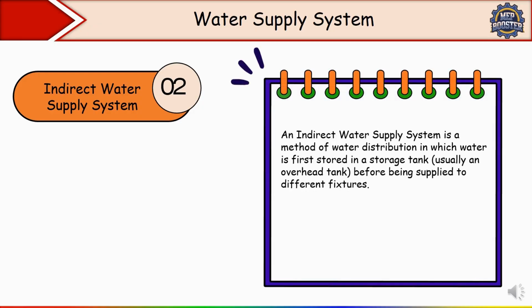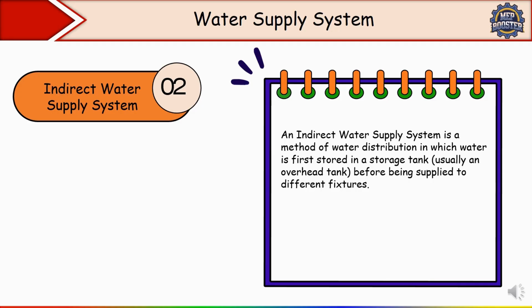An indirect water supply system is a method of water distribution in which water is first stored in a storage tank, usually an overhead tank, before being supplied to different fixtures. Okay, so here the water is drawn from the municipal mains into a ground level storage tank. Then a pump, normally, transfers water from the ground tank to an overhead storage tank. Then water is distributed to various fixtures using gravity or a booster pump.